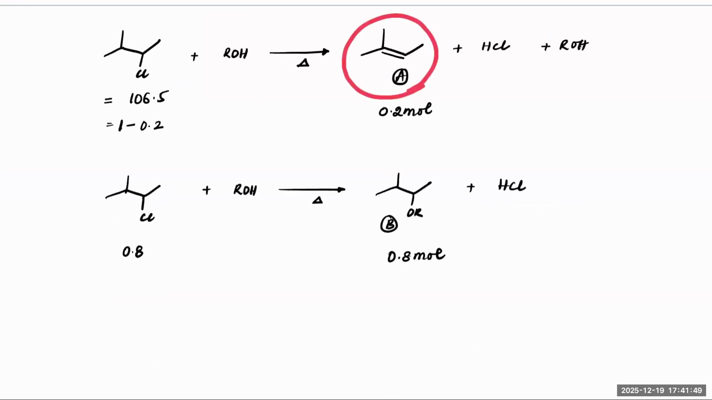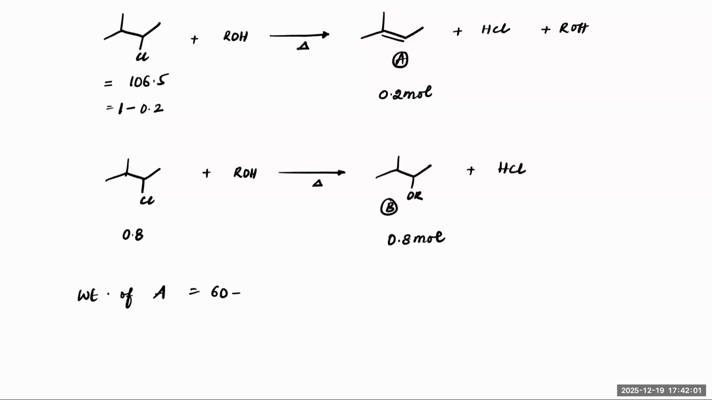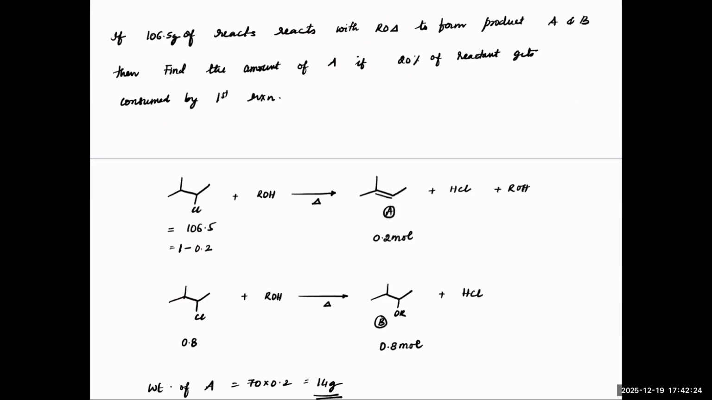So the amount of A is this much. So weight of A is equal to, this is 1, 2, 3, 4, 5. 5 carbon means we have 60 plus 10. So total 70 molar mass multiplied by 0.2. So that is the weight of A, which is 14 grams. So that is the weight of A which has been formed. This kind of reactions are called parallel reactions.